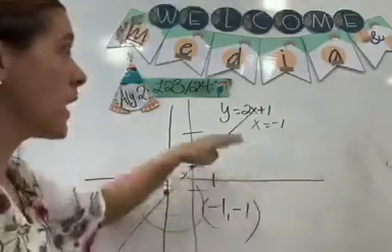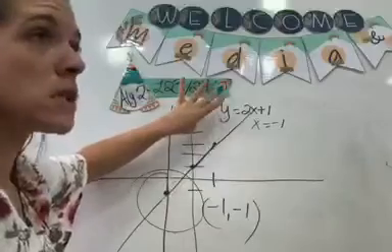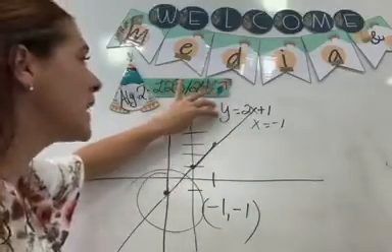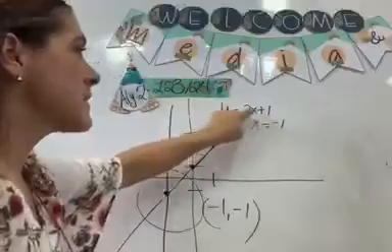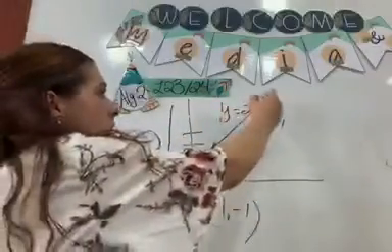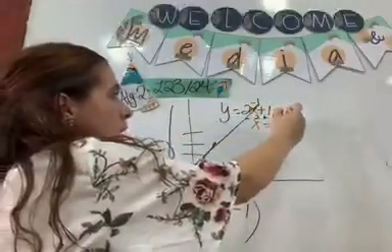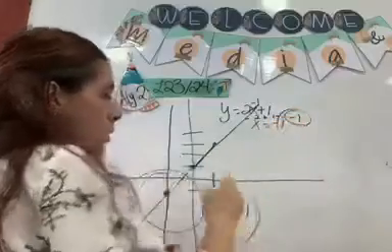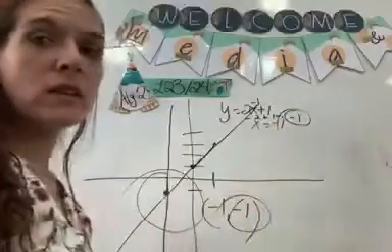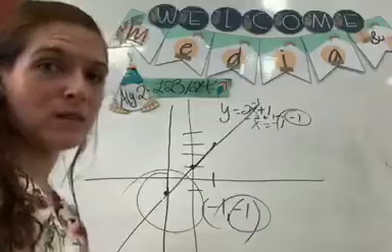You can check for it up here, because you can put x as negative 1 into here, so that's going to be negative 2 plus 1 equals negative 1, which is what you got right here. So your answer is x equals negative 1 and y equals negative 1.